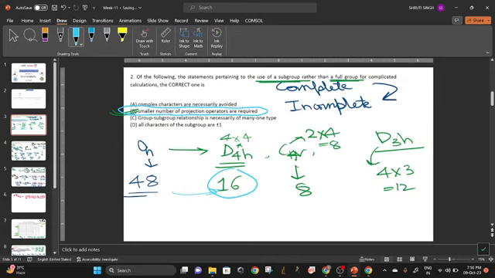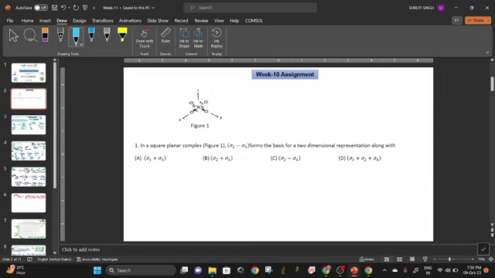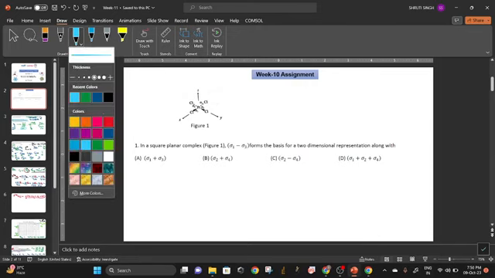Have you watched these lectures about projection operators and group subgroup? Okay. So now we come to the first question in the last. In a square planar complex given in this figure, we have the PtCl4 molecule, sigma 1 minus sigma 3 forms the basis for a two-dimensional representation along with what? If you have watched the lecture, you can answer this. This exact question has been solved in class. So let's see.